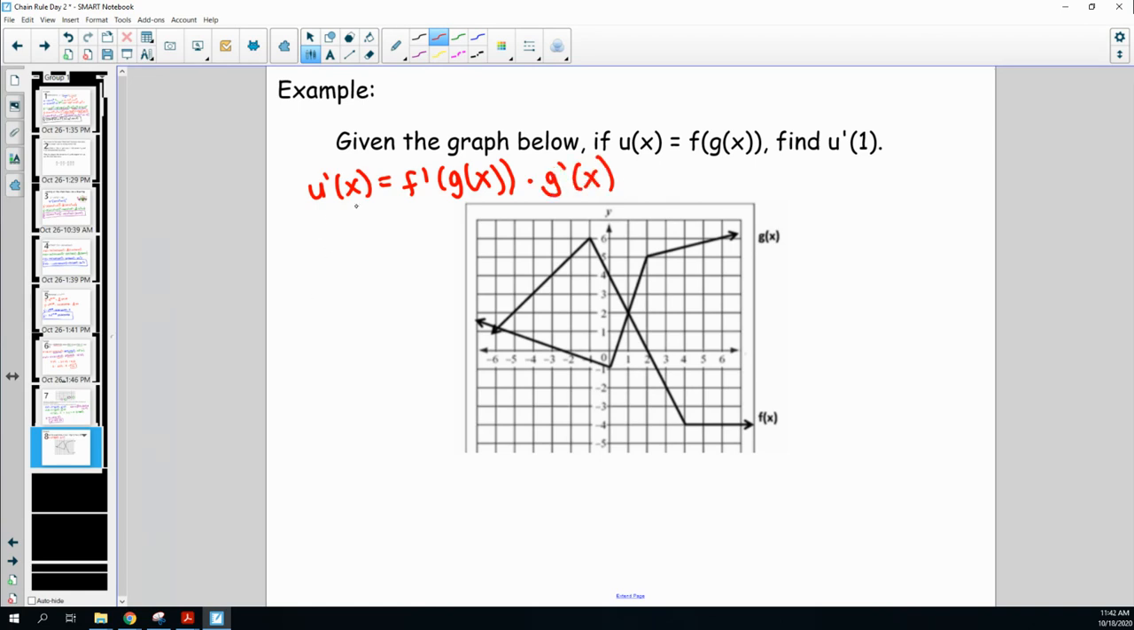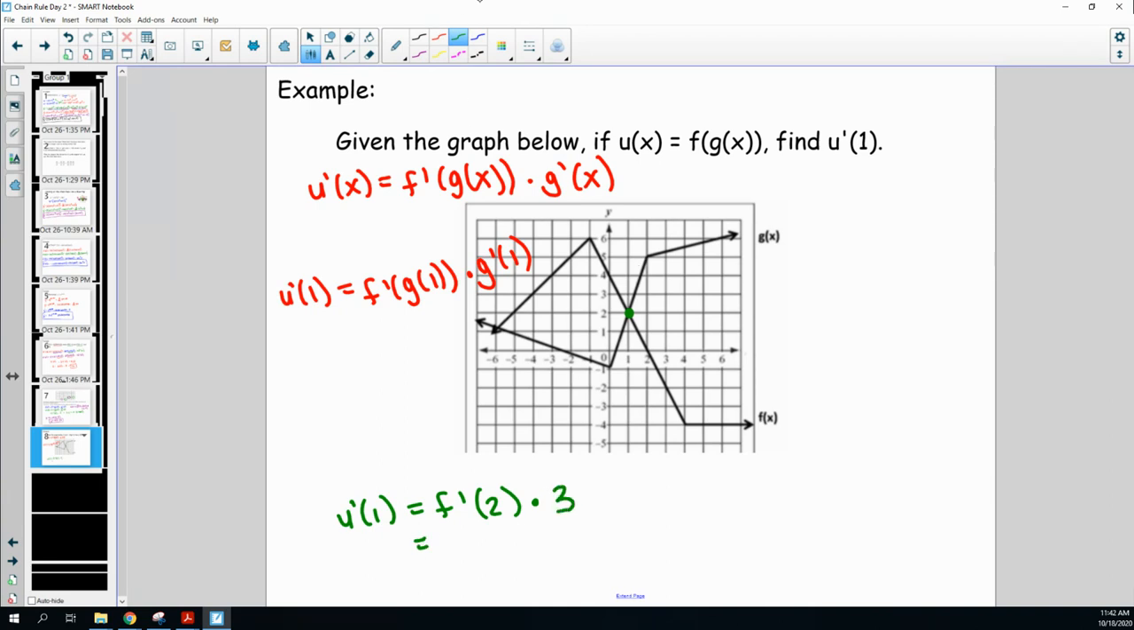Okay, and since I'm doing this at 1, u prime of 1 is equal to f prime of g of 1 times g prime of 1. I guess I should have written that below. Anyway, so I'm going to do u prime of 1 equals f prime. So g of 1, I'm going to look at my graph. Here is where I have g of 1, and that value is 2, times g prime of 1. Now g prime, when I look at the graph, that is looking at the slope. So at 1, the slope of the g line I can see is 3, so times 3.